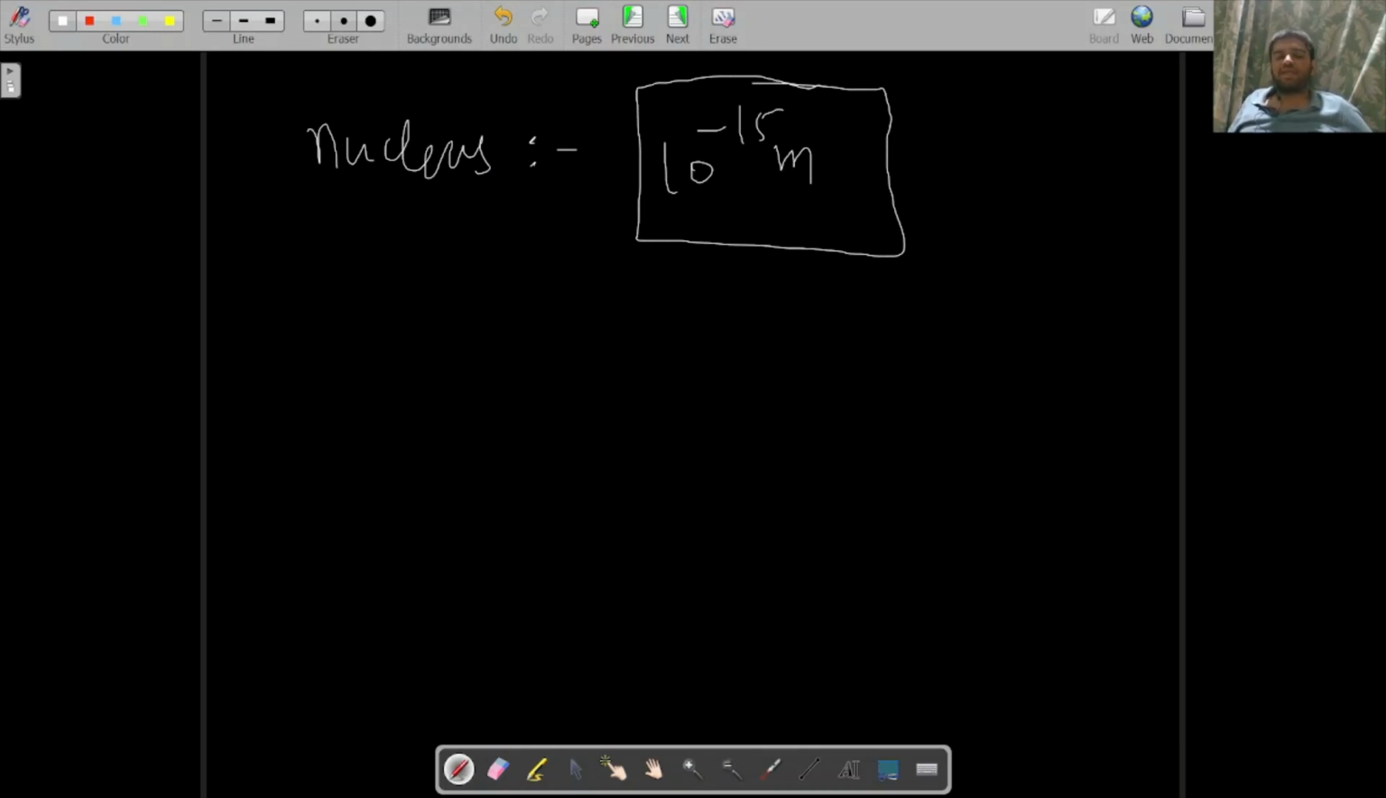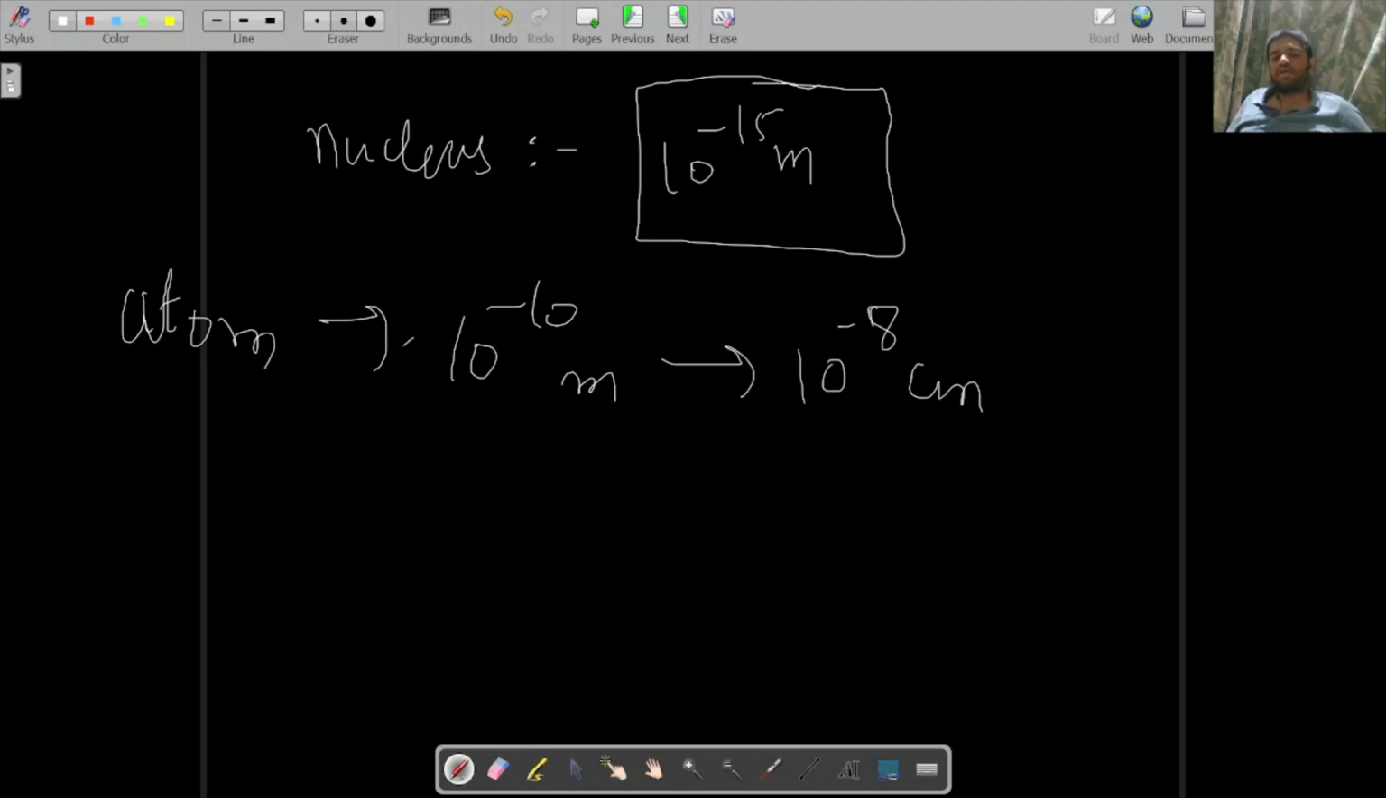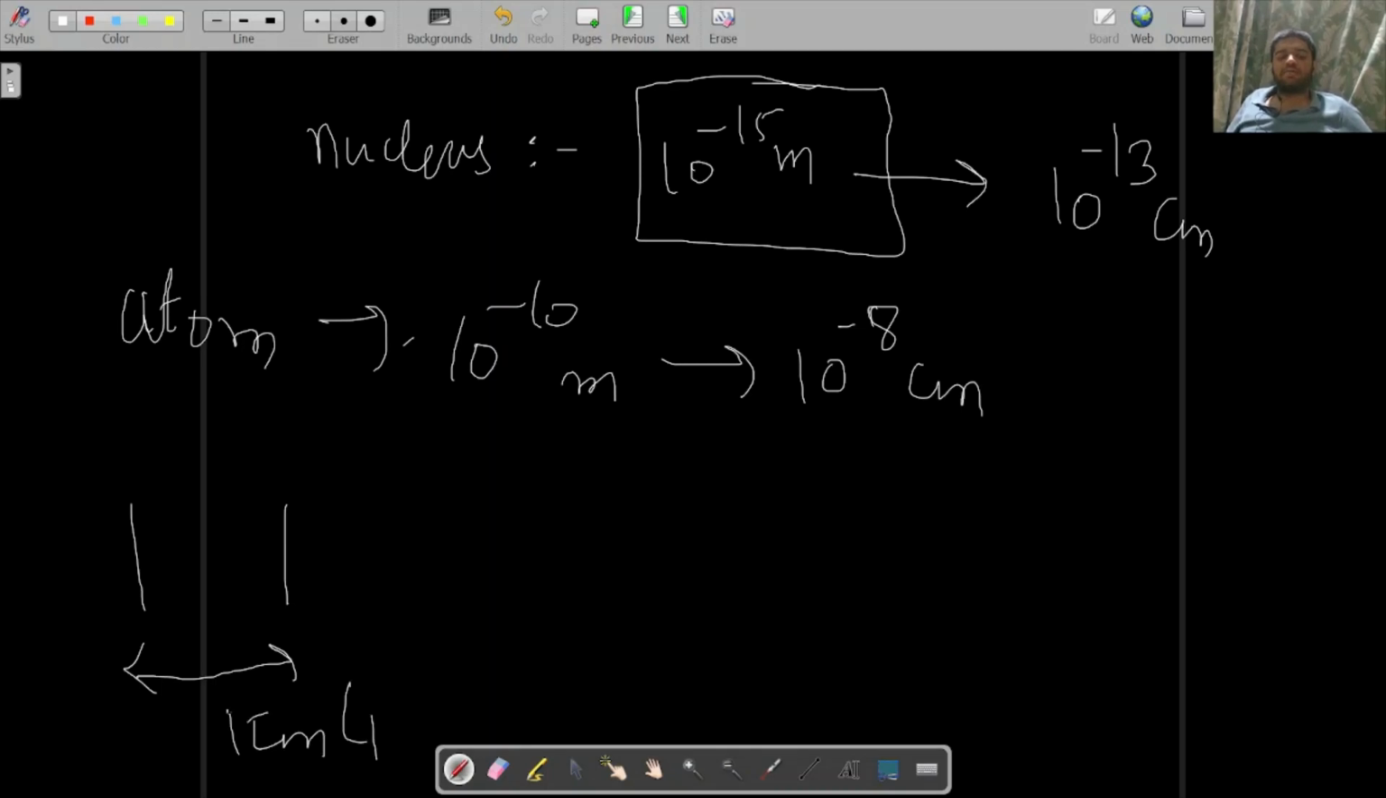Now what about the nucleus? Its size is roughly 10 to the power minus 15 meter. Now how to imagine this? About the atom I had already told you that it is 10 to the power minus 10 meter, right? So for the nucleus, just as you converted the atom size into centimeter, you will convert this also into centimeter, and it will look something like this. For the atom, for example, you took the 1 centimeter box out of the 15 centimeter scale which you have at your home.